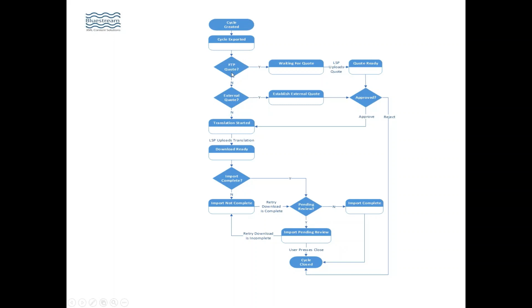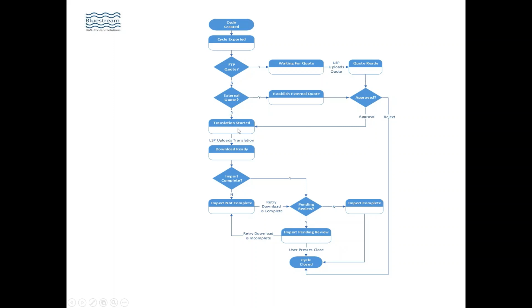Do you want a quote? In this case, you can use FTP as your file transfer, and the system does this automatically. These arrows represent the system doing things automatically. If a quote is requested, then you're waiting for the quote. At this point, the CCMS is halted, it's waiting. The LSP uploads the quote, it becomes ready, and the CCMS goes. A human being reviews the quote, essentially approves it or rejects it.